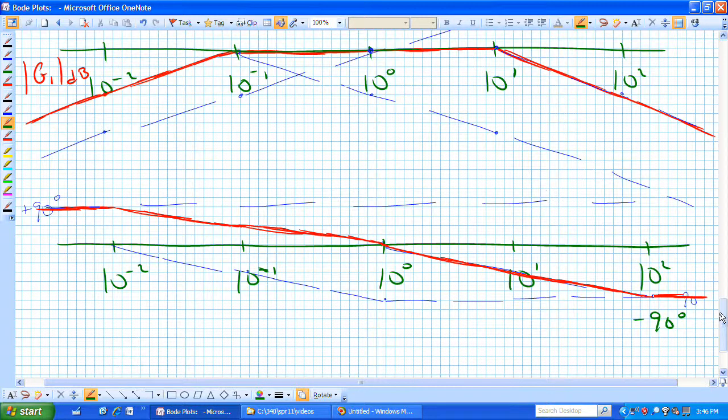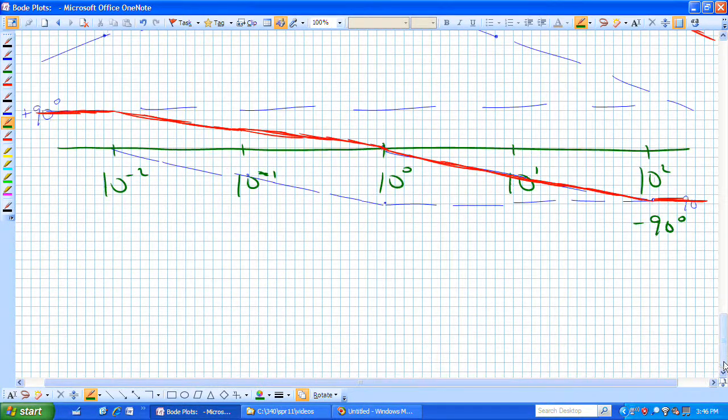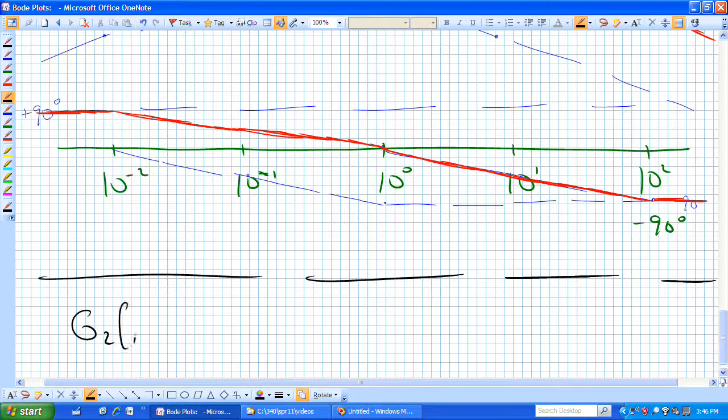And in between, we're flat in magnitude between 0.1 and 10, and in the phase we're sloping at minus 45 degrees per decade from 0.01 all the way up to 100. That's our first example. Let's now look at the second transfer function, which was G sub 2 of s.